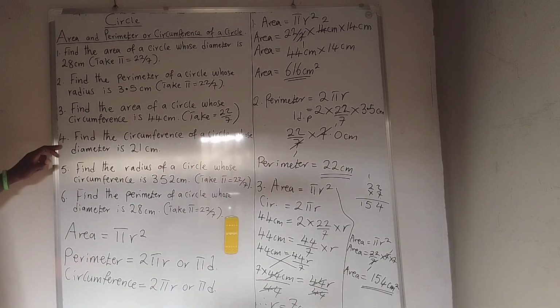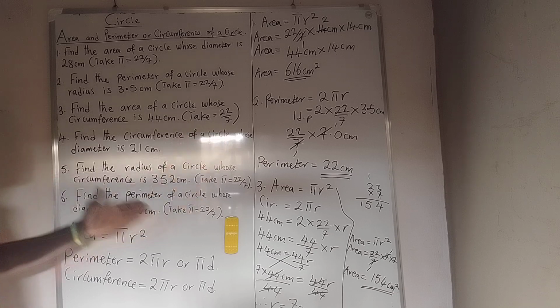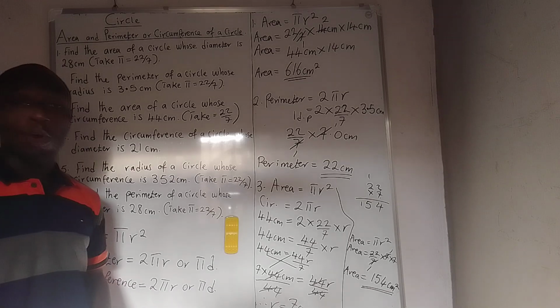So we have number 4 on the board, in which we are asked to find the circumference of a circle whose diameter is 21 centimeter. Likewise, number 5 and number 6. I want my wonderful viewers to solve number 4, 5, and 6, and send in your answers in our comment section.